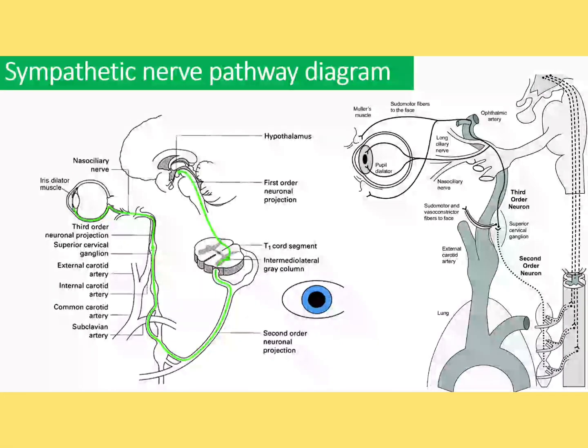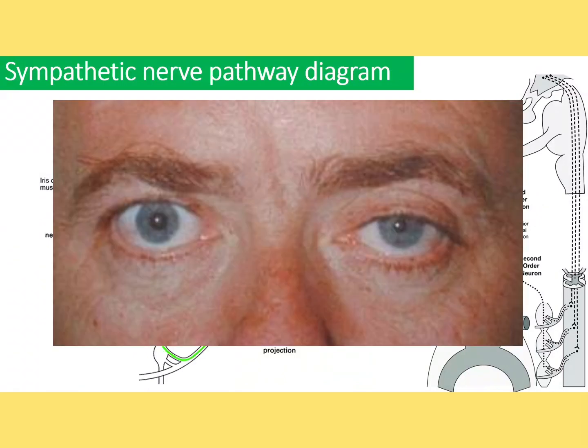Okay, so for the other part that I told you, the third order neuron goes along the external carotid artery, goes to the facial nerve, and ultimately controls the sweat glands of the face. Okay, now if any kind of damage happens in this entire pathway, then it leads to the symptoms that we see in Horner syndrome.